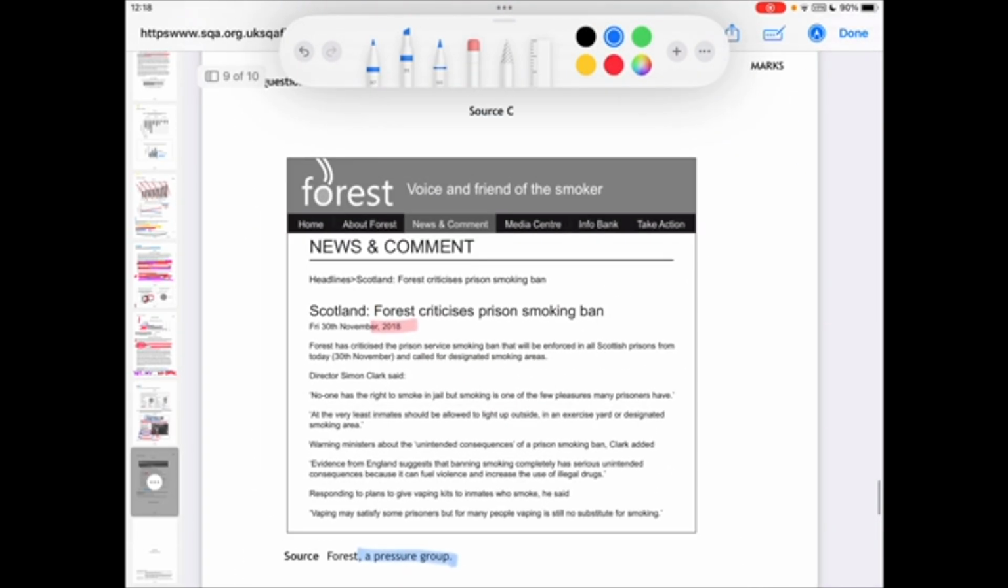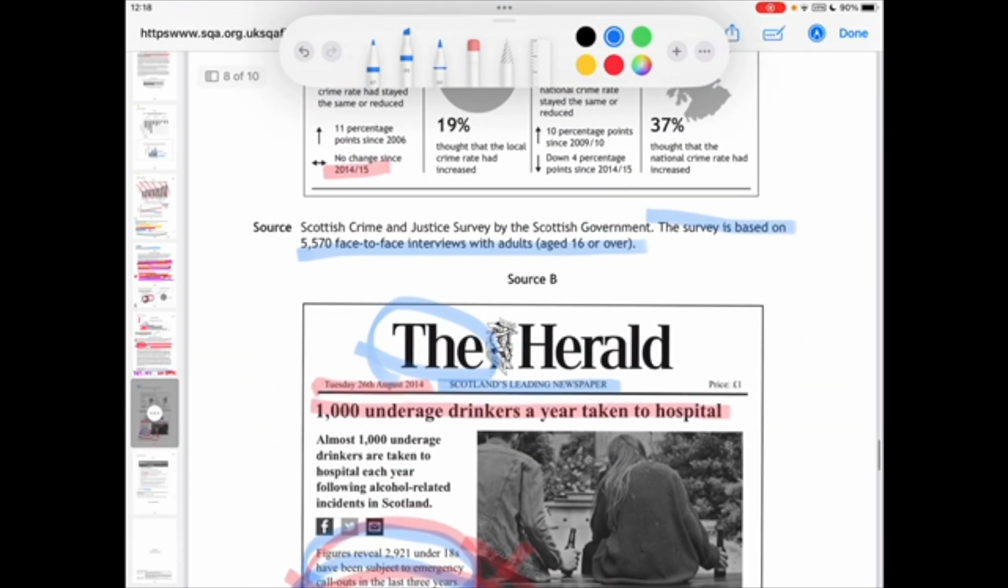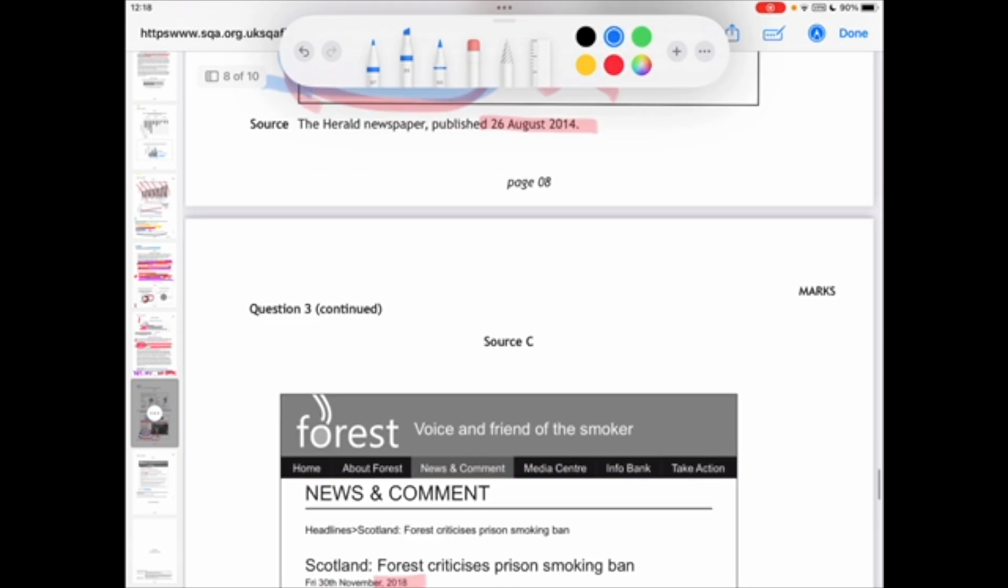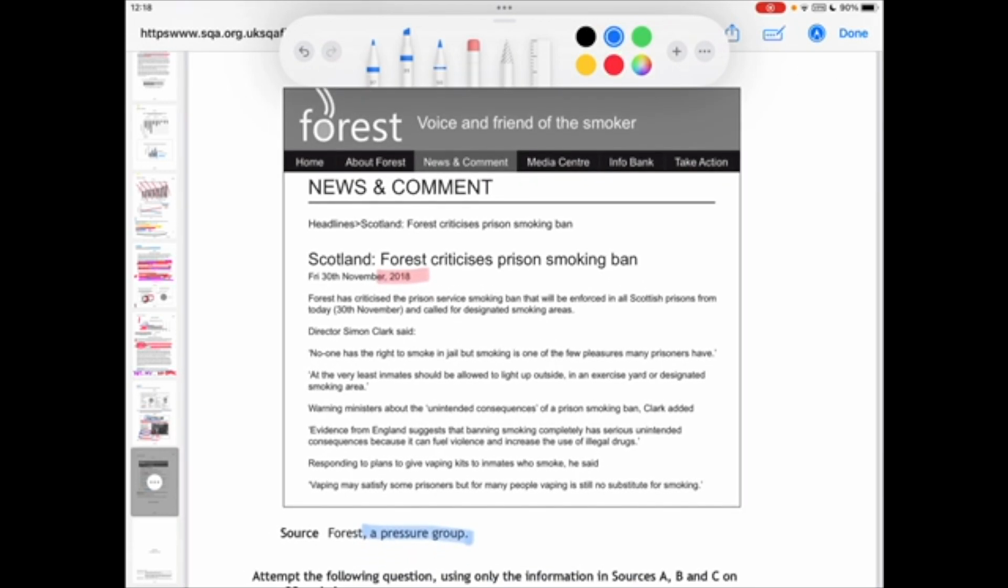Source A is more reliable than Source C as the information comes from the Scottish Government and not a pressure group, and the government will not be biased in the figures that they're using, whereas the pressure group is just using one man's opinion. That then is how to do a reliability question.